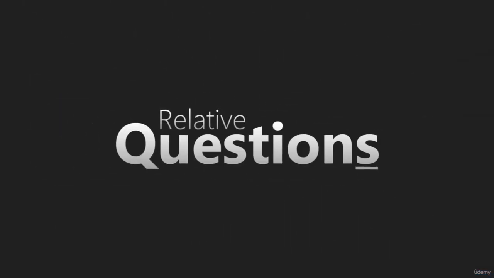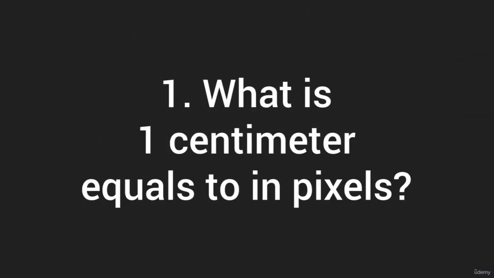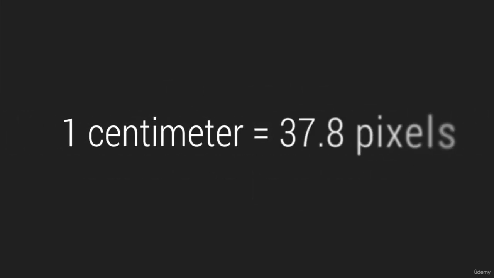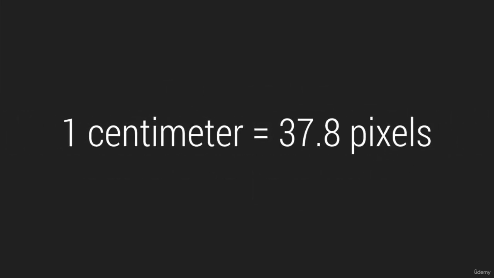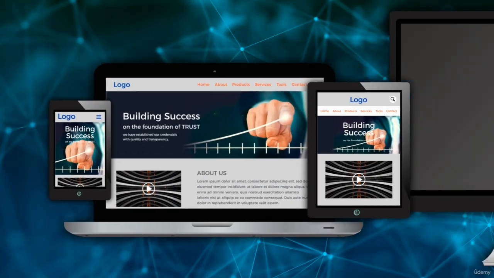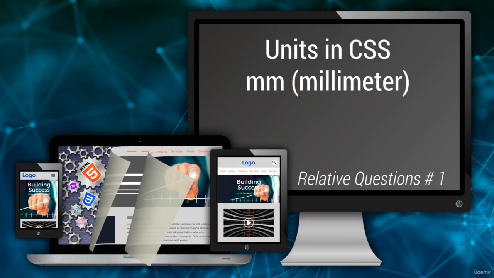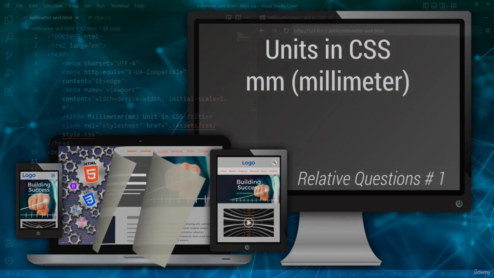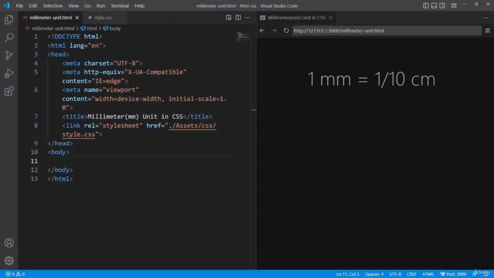So let's discuss a question here. What is 1 centimeter equals to in pixels? So as we saw earlier, 1 centimeter equals 37.8 pixels. The mm or millimeter unit in CSS is a magnitude lower than the centimeter unit. 1 mm equals 1/10 of a centimeter, and that equals 3.78 pixels.